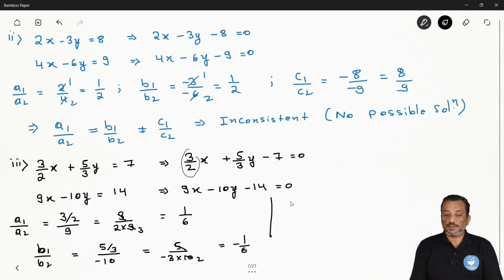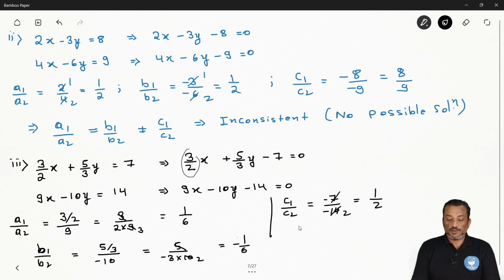Now let's solve c1 over c2. So c1 over c2 you will get how much, minus 7 over minus 14. So this one you got minus minus 7, so this is 2. So 1 over 2. So you can say these are not equal. So we can say a1 over a2 is not equal to b1 over b2 and not equal to c1 over c2. Okay, so you can say all three ratios are not equal.